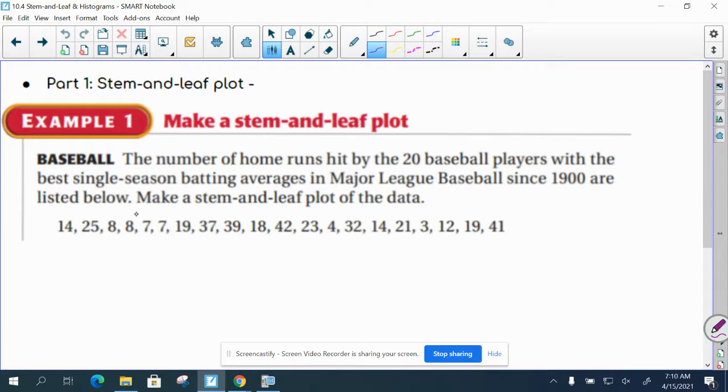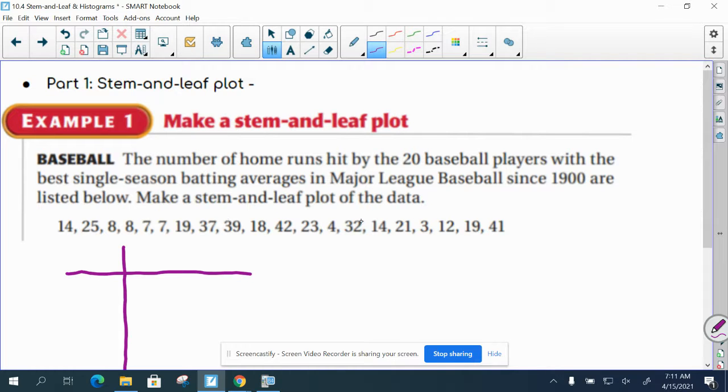So a stem and leaf plot is just a way that you can organize a set of data, and the idea is that you make it like a T-chart like this. And then you put the stems on this side and then the leaves on this side. So what do I mean by stem and leaf? Well, I'm going to look at my smallest number, and this says that the number of home runs hit by 20 baseball players with the best single season batting average are listed below. Make a stem and leaf plot.